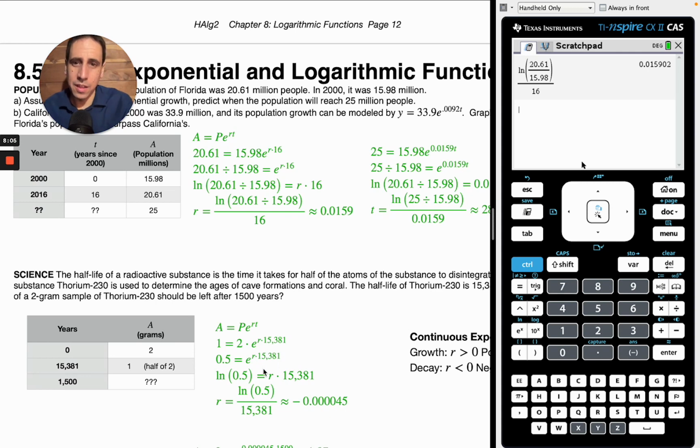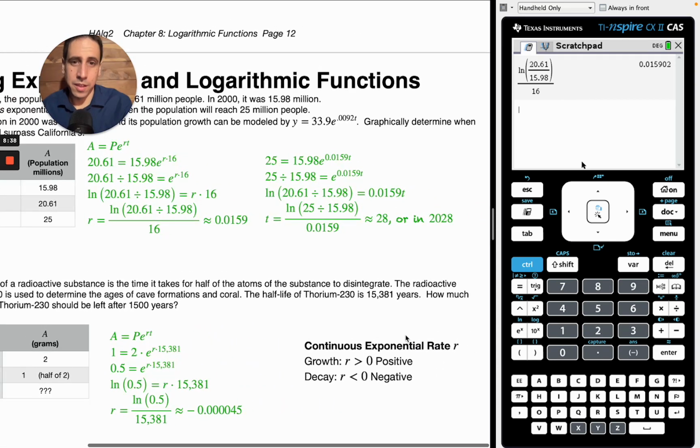The time is 15,381, and so we're going to reorganize everything from an exponential into a logarithmic. The base is e, the power is 0.5, and the exponent is all by itself, r times 15,381. Dividing both sides by 15,381, we get this. It's a negative rate, which means it's decaying. It's getting smaller. Anytime you have an exponential decay, the exponent, the r value, has got to be negative in order to make it slope downward that way. And so that's what we have here.